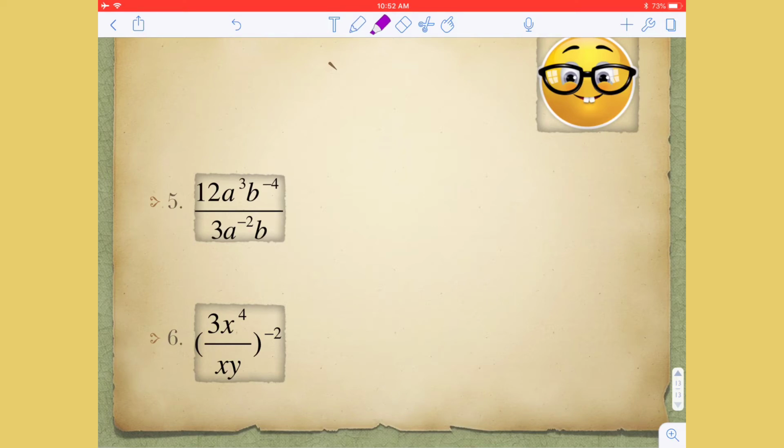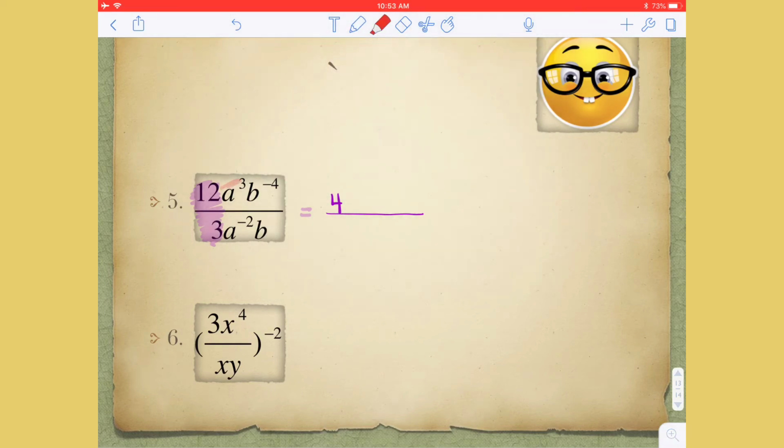So again, on number 5, I'm going to break these up by their base values. So I'm going to compare the numbers first. So I see that I have 12 over 3. That actually does simplify, and that simplifies to the number 4. So I'm going to go ahead and put 4 on top.